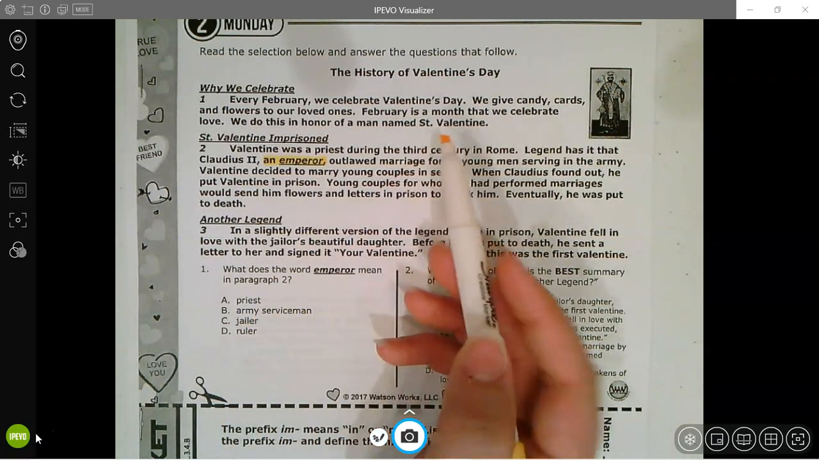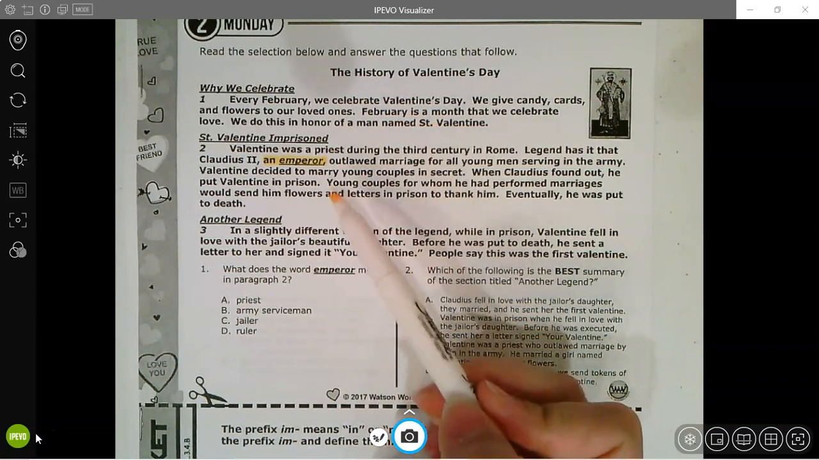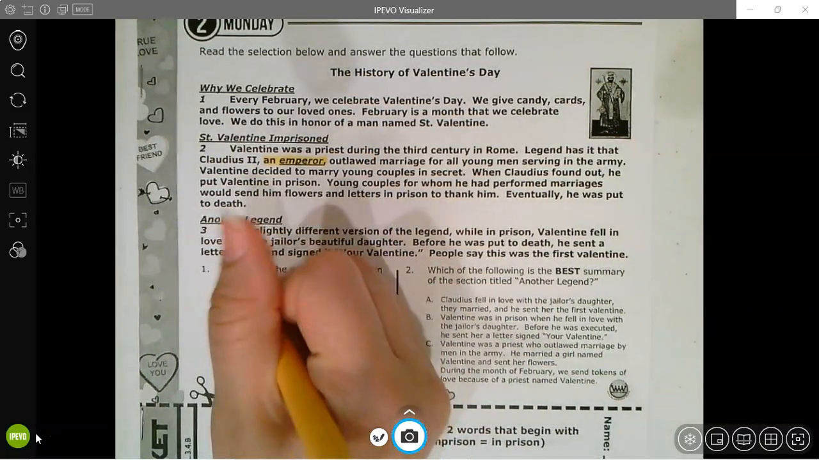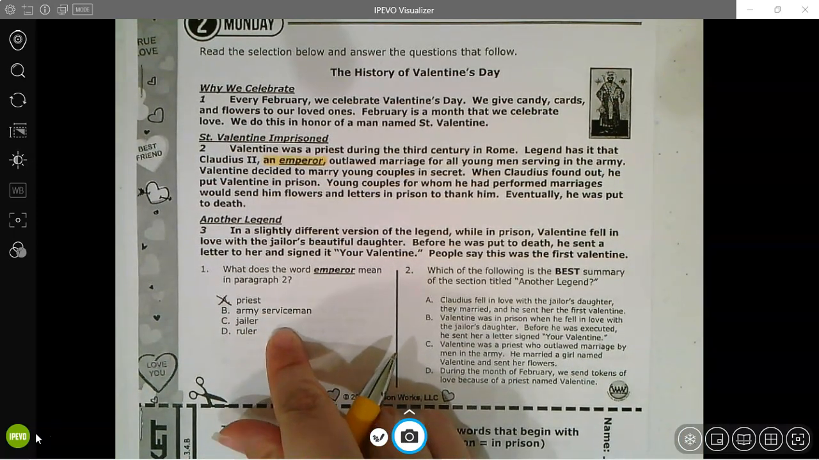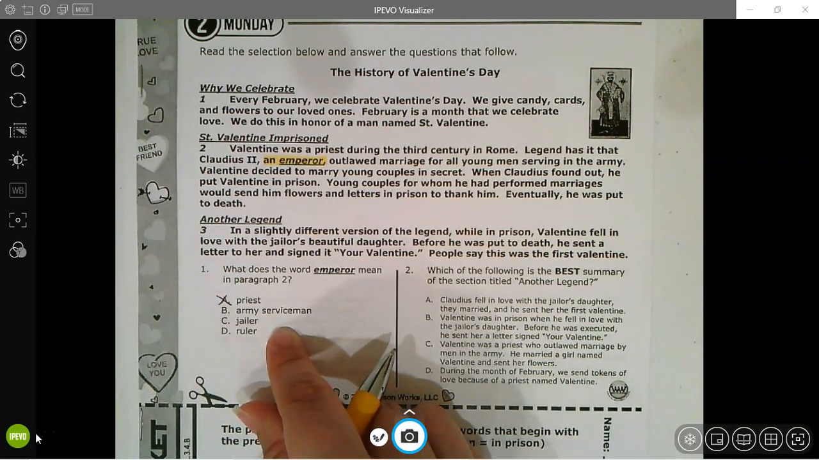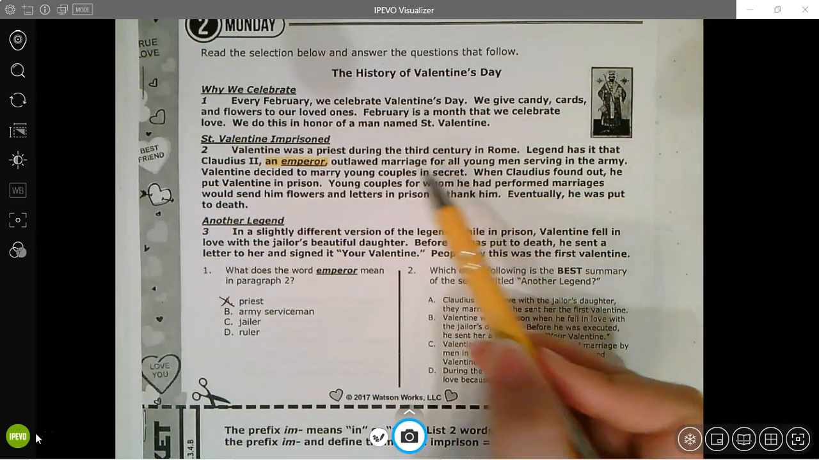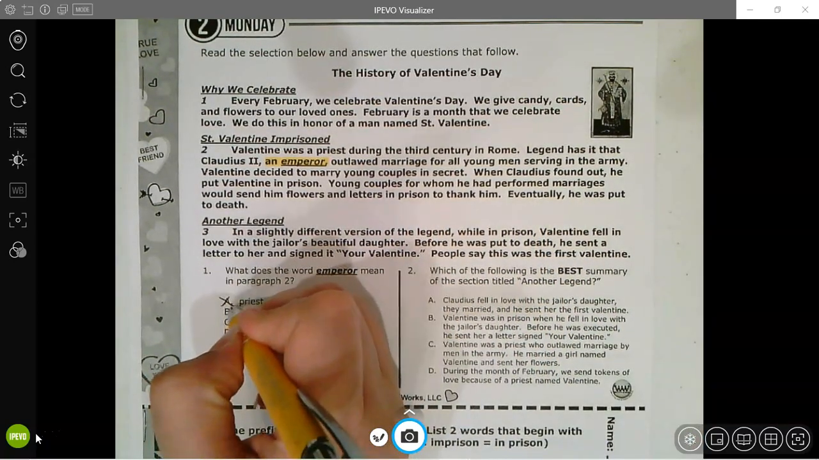So let's kind of look at what it's saying. We know he's not a priest because Saint Valentine was a priest. So we know an emperor is not a priest. So we can mark this one off. An army serviceman. He was not an army serviceman because it didn't talk about how he served in the army. It talked about how he outlawed marriage for all young men serving in the army, but it didn't say he was in the army, so no.